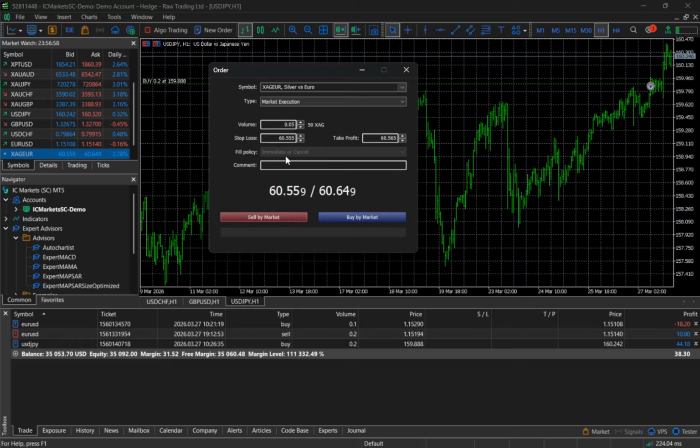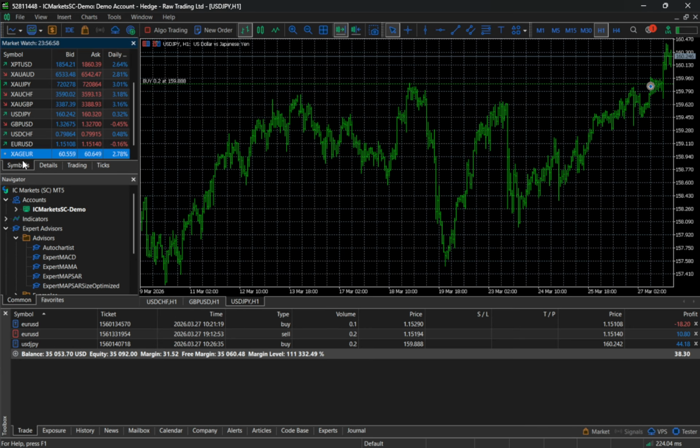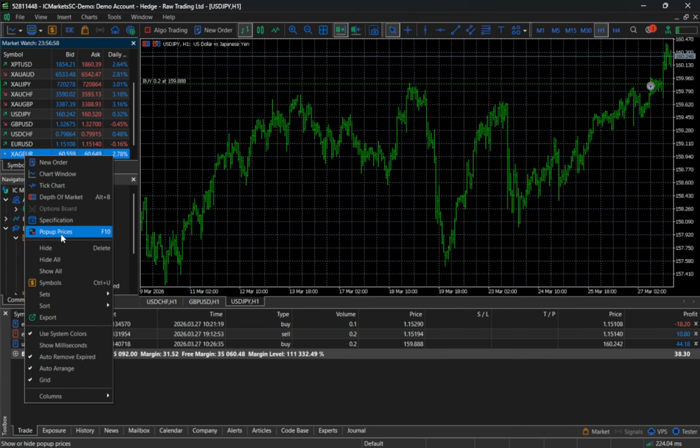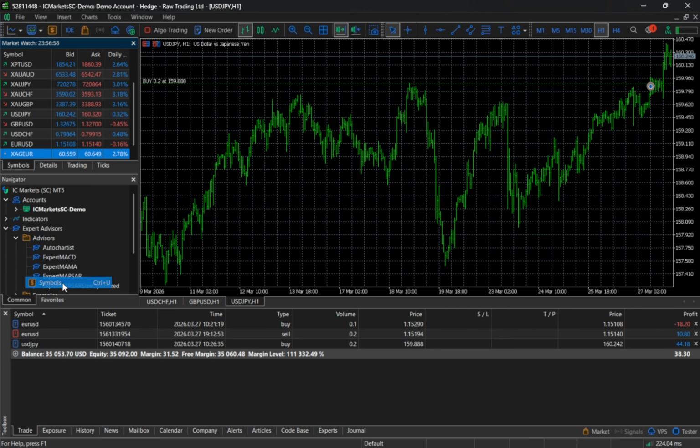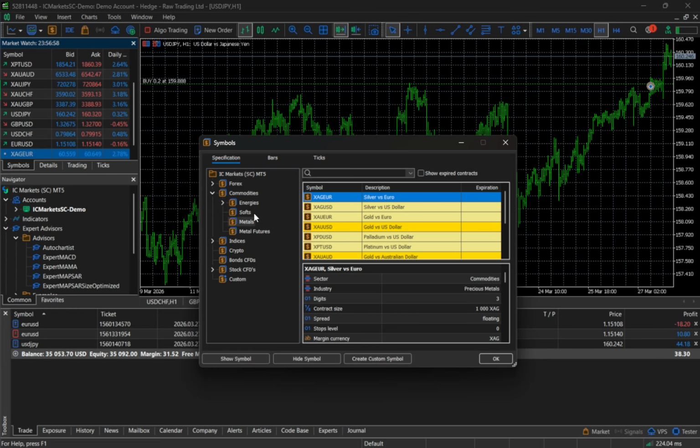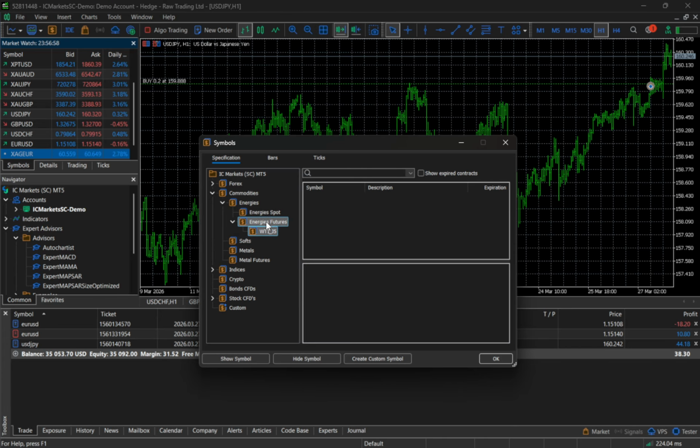A final word on risk. Commodities can be very volatile, especially oil and gas. IC Markets offers high leverage, sometimes up to 1:1,000, which amplifies both gains and losses. Manage position size, always use a stop loss, and avoid over-leveraging. Many traders lose money when risk control is an afterthought.